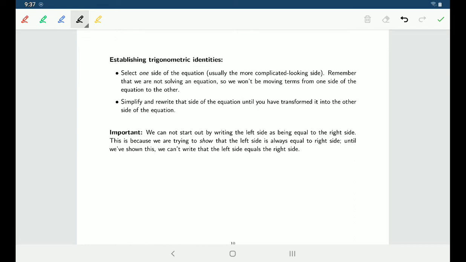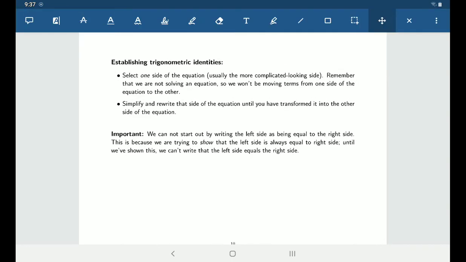And so we do that by taking one side of the equation and transforming it and transforming it and transforming it until we can show that it's equal to the other side of the equation. So I won't be moving things from the left side to the right side. I'll be starting with one side of the equation and manipulating just that one side until I can turn it into the other side. Now, as far as which side to work with, the usual idea is to go with the more complicated looking side, and that's because it gives you more options of things to do. And we're going to see that right away with the first example.